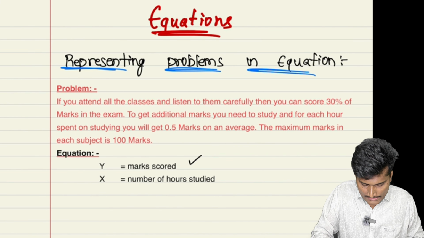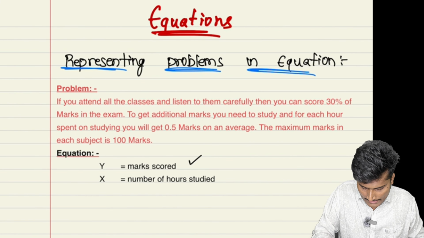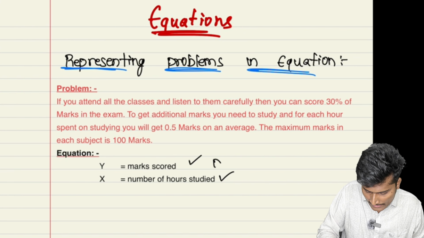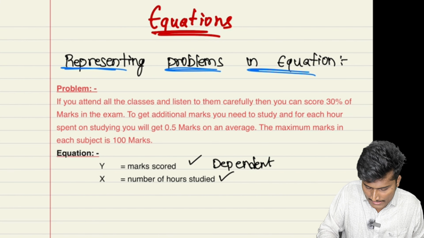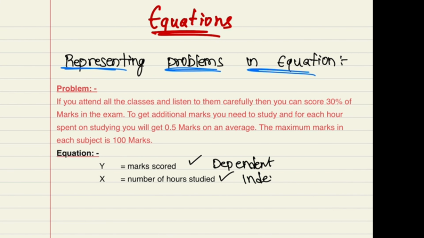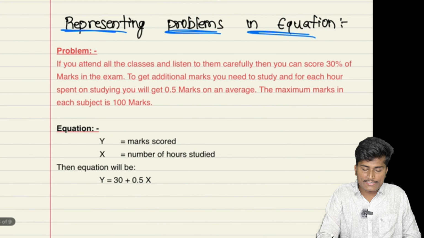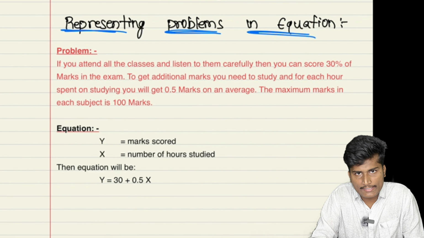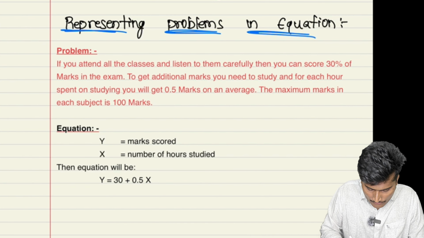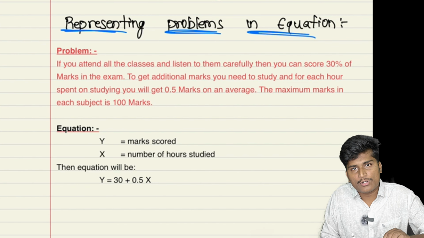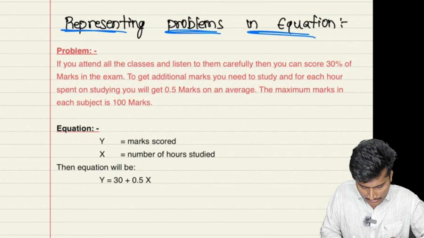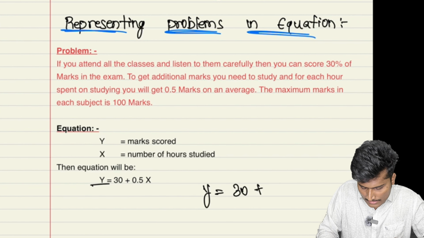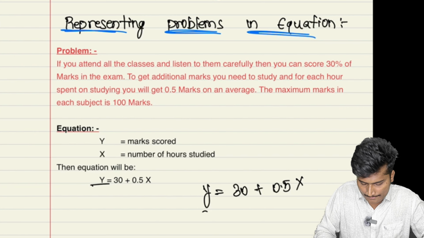Even though they are variables in an equation, they have different properties. Variables are y is equal to marks scored and x is equal to number of hours studied. Y will be the dependent variable and x will be the independent variable. Now, we are trying to find out the marks you are going to get, right? From the perspective of the marks you are going to get, the equation will be y is equal to 30 plus 0.5 into x.